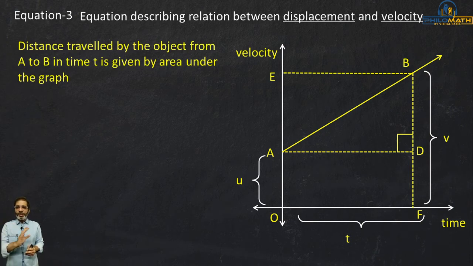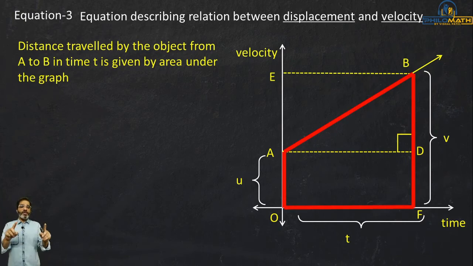I've written the same statement, that is the distance traveled by the object from A to B in a given time t is nothing but area under the graph. But here, if you see the graph properly, students, I'm showing with red border. Now in the previous derivation I took a triangle and a rectangle separately. Here we are taking the whole figure together.